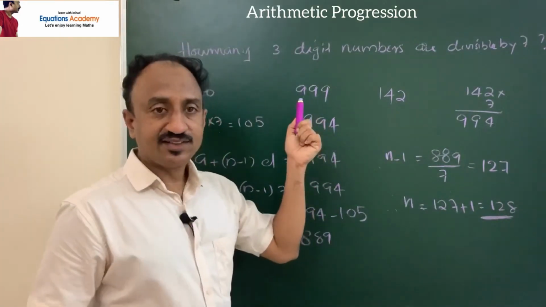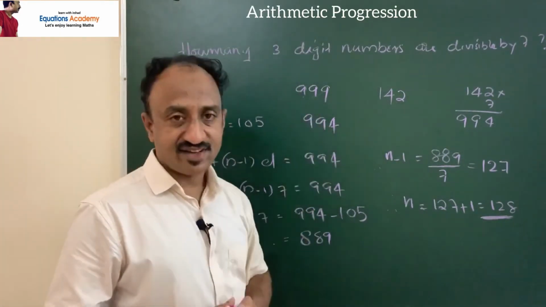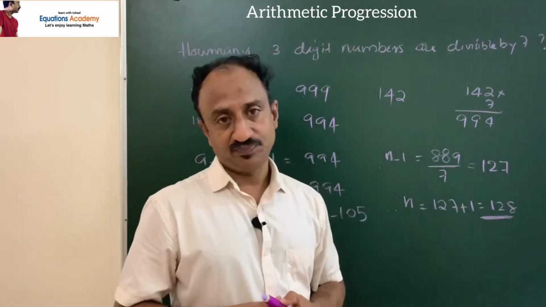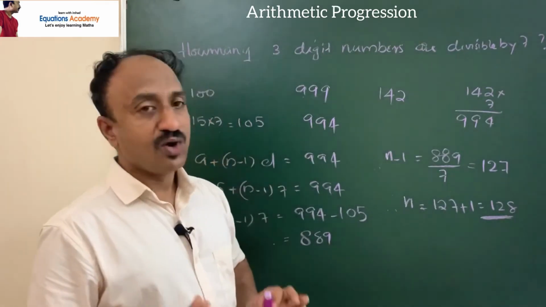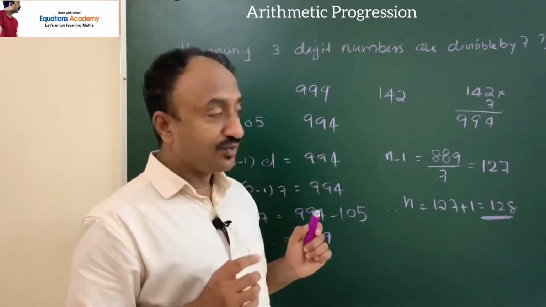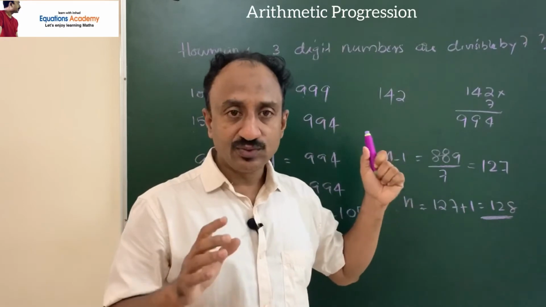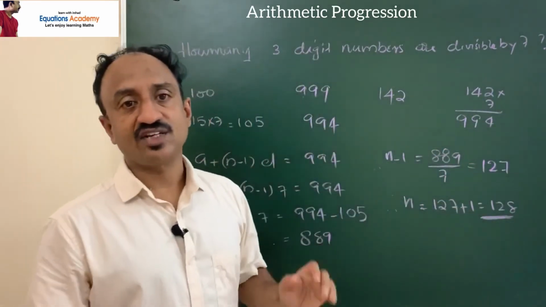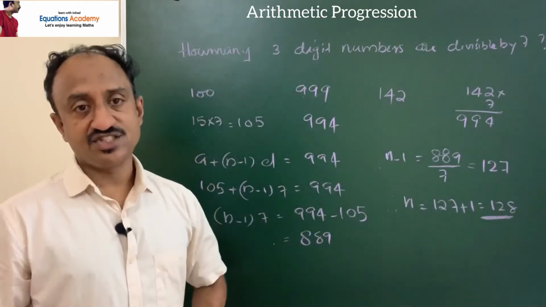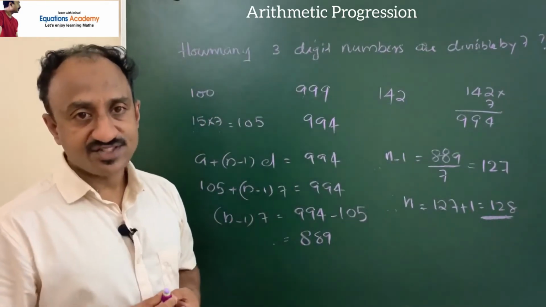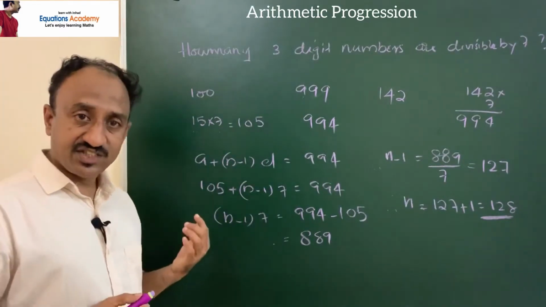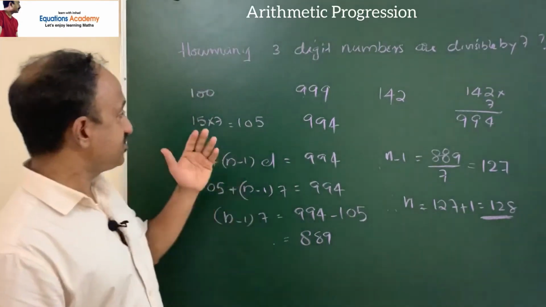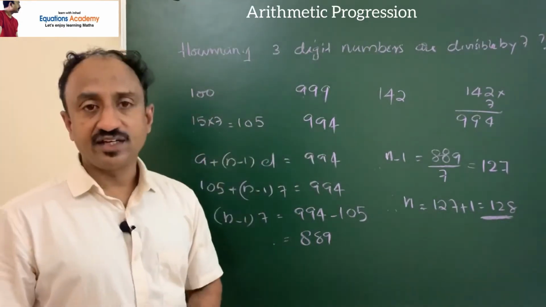When we divide 999 by 7, we will get the quotient as 142. So forget the remainder. If you multiply 142 by 7, that is 994. So that will be the last 3-digit number which is divisible by 7. Now we got the first 3-digit number which is divisible by 7 and the last 3-digit number which is divisible by 7. The first is 105 and the last is 994.